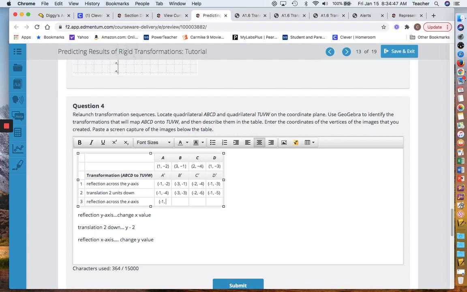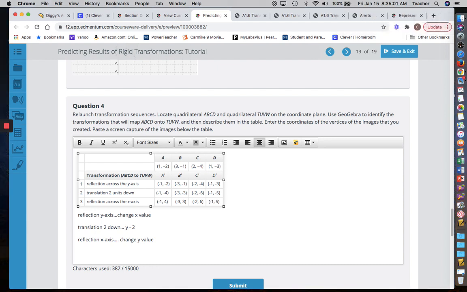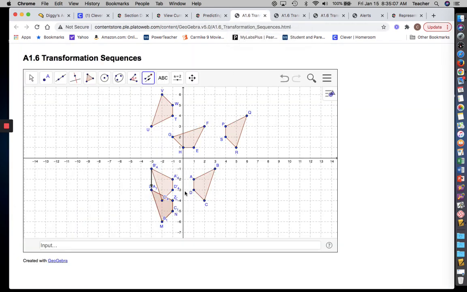They are easy. So -1, +4. -3, +3. -2, +6. And -1, +5. All right, my visual people, we're going to take that and reflect it across the x-axis. So now I know why we moved it down 2, because we're going to reflect across the x-axis, and this sucker is going to land right on top of the UVWT.